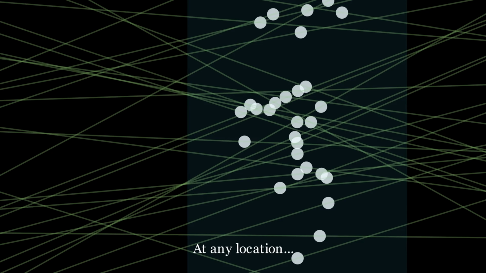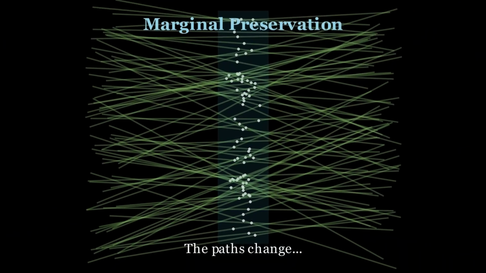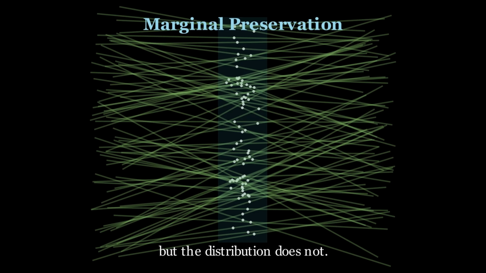At any location, multiple paths may pass through, each with a different direction, and we replace them with their average direction. So while directions change, the total flow remains balanced. Nothing accumulates and nothing disappears. The paths change, but the distribution does not.